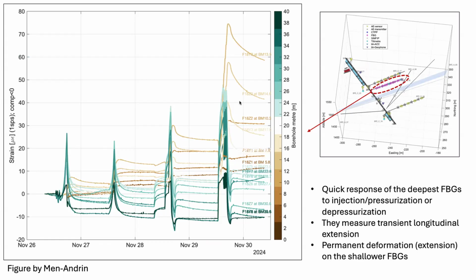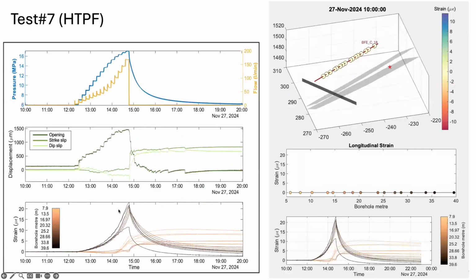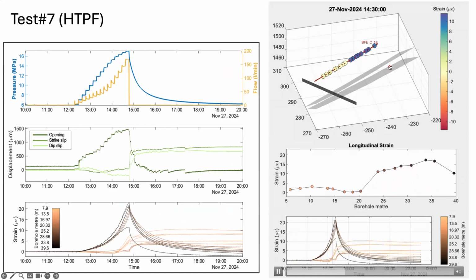I'm here showing an example of one of these tests, in particular, the one that we performed on the 27th, which we will also call test 7 from now on. And here you can see in this panel the injection protocol, so pressure and flow at the injection point, together with the measured displacement in terms of opening, slip along strike and along dip of this mapped fault zone.